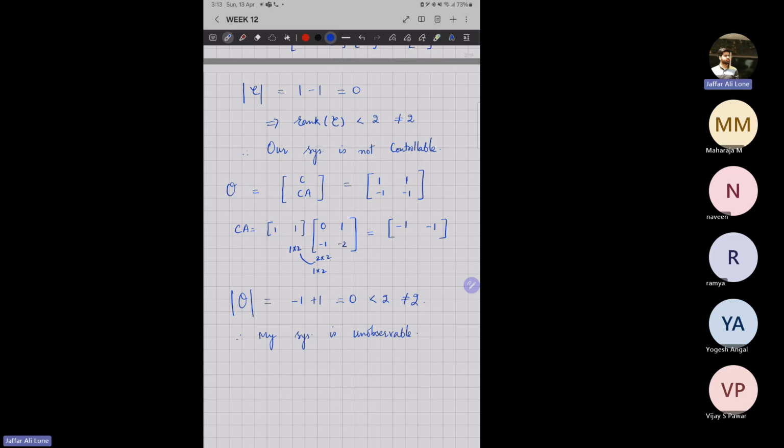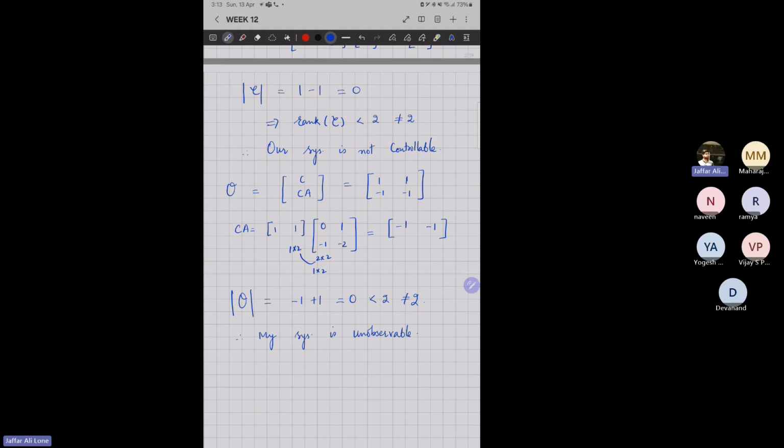So here my system is neither controllable nor observable, but it's not always the case. My system can be observable yet not controllable, or it can be controllable yet not observable. There can be many cases.